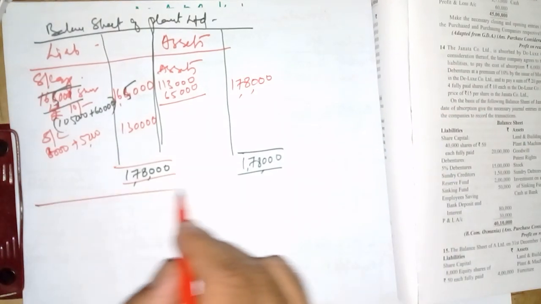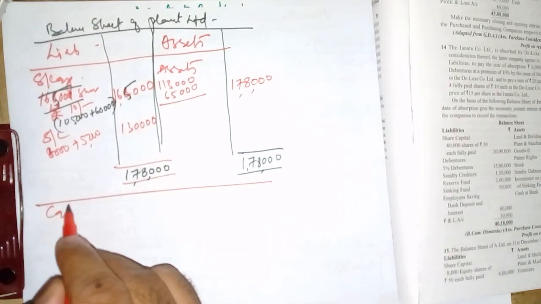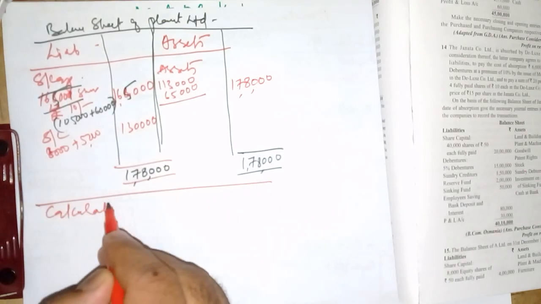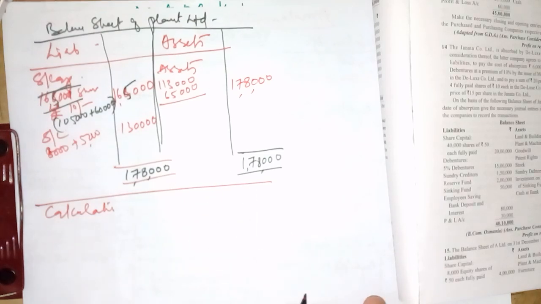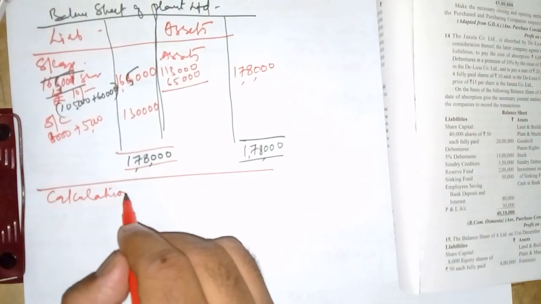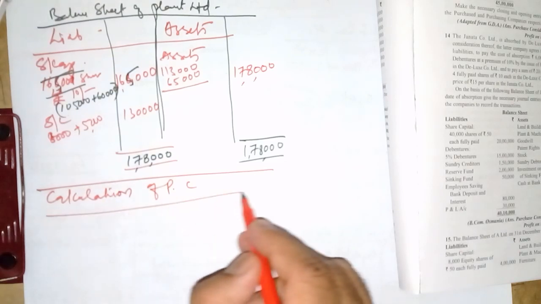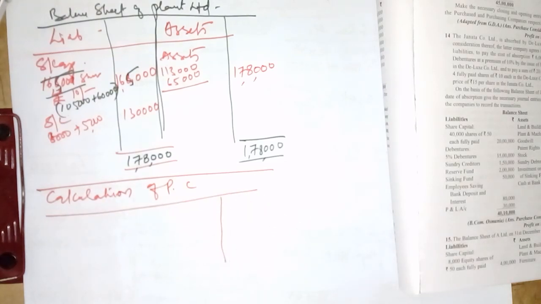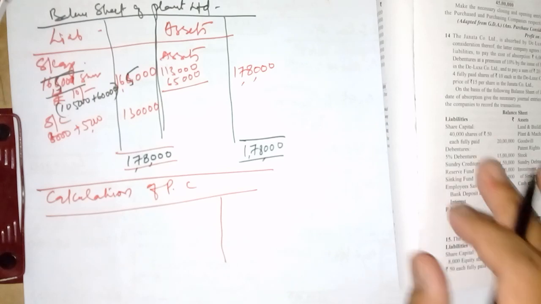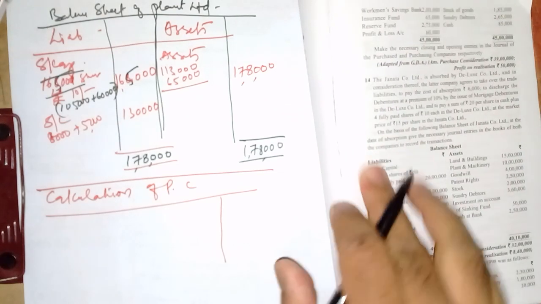So now I'll do here calculation of PC. Now, which method of PC it is? It is share exchange method. Which method? Share exchange method. How have you arrived at share exchange method?